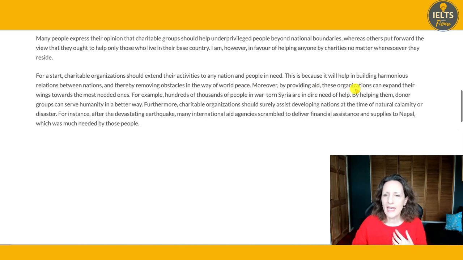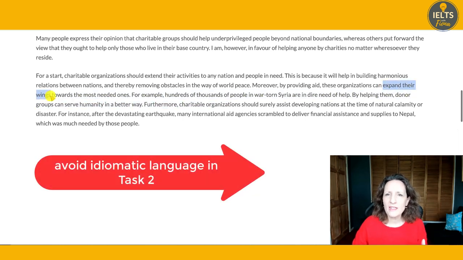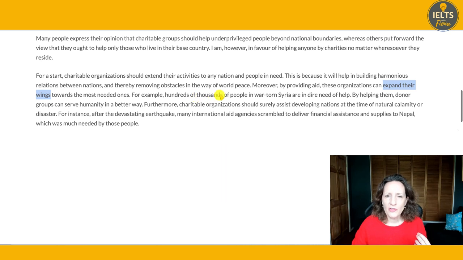Moreover, by providing aid, these organisations can expand their wings. Strange expression, spread your wings means to maybe leave home and get more liberty. It seems a bit strange to say expand your wings. It's an idiom. I wouldn't use it. For example, hundreds of thousands of people in war-torn Syria are in dire need of help. By helping them, donor groups can serve humanity. That seems very general, in a better way.